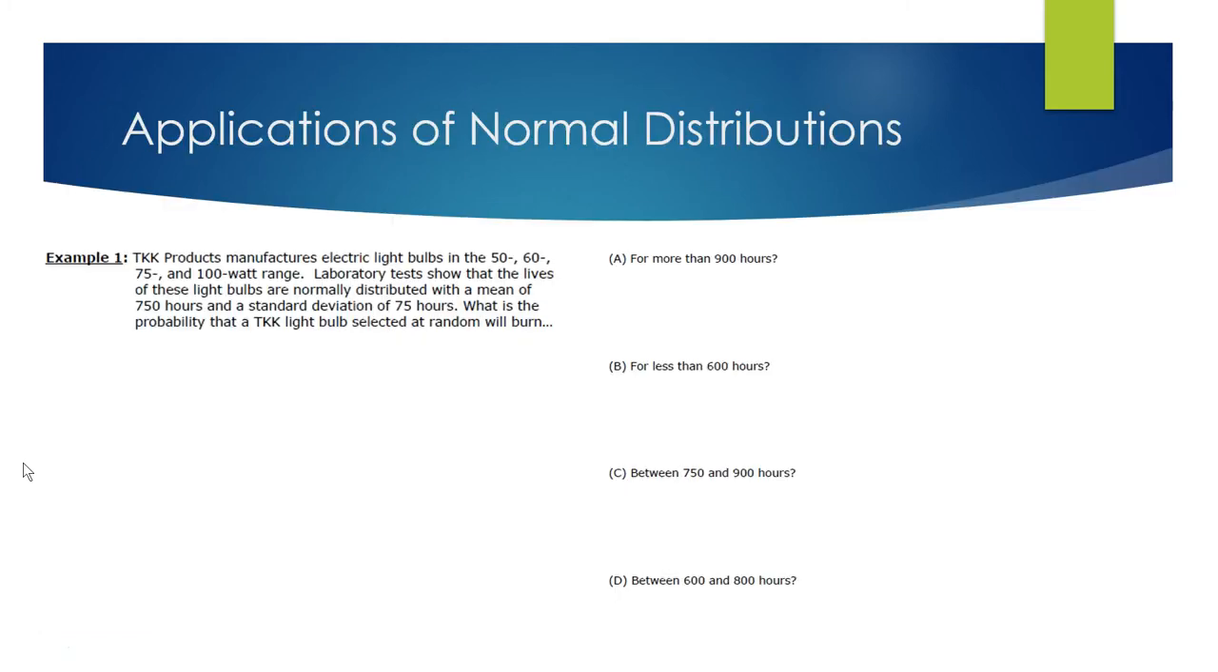Example 1: TKK Products manufactures electric light bulbs in the 50, 60, 75, and 100 watt range. Laboratory tests show that the lives of these light bulbs are normally distributed with a mean of 750 hours and a standard deviation of 75 hours. What is the probability that a TKK light bulb selected at random will burn more than 900 hours, less than 600 hours, between 750 and 900 hours, and between 600 and 800 hours?